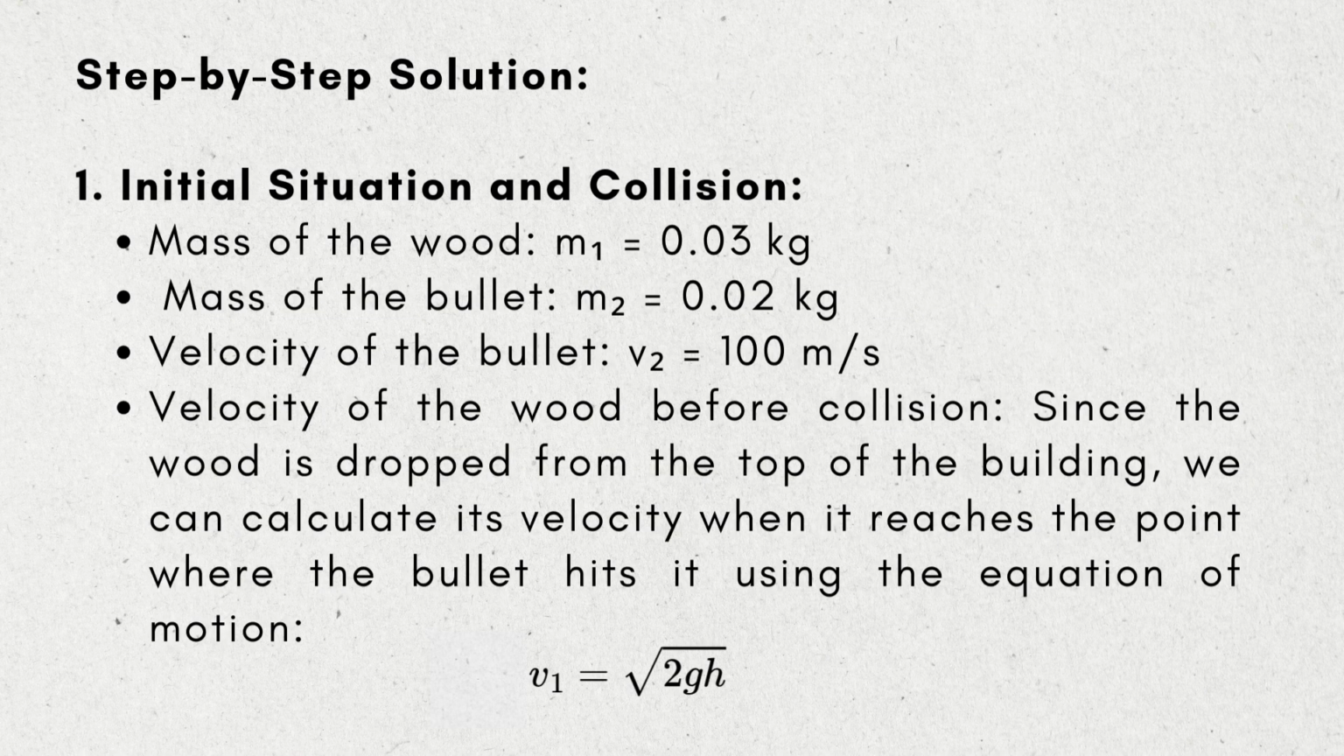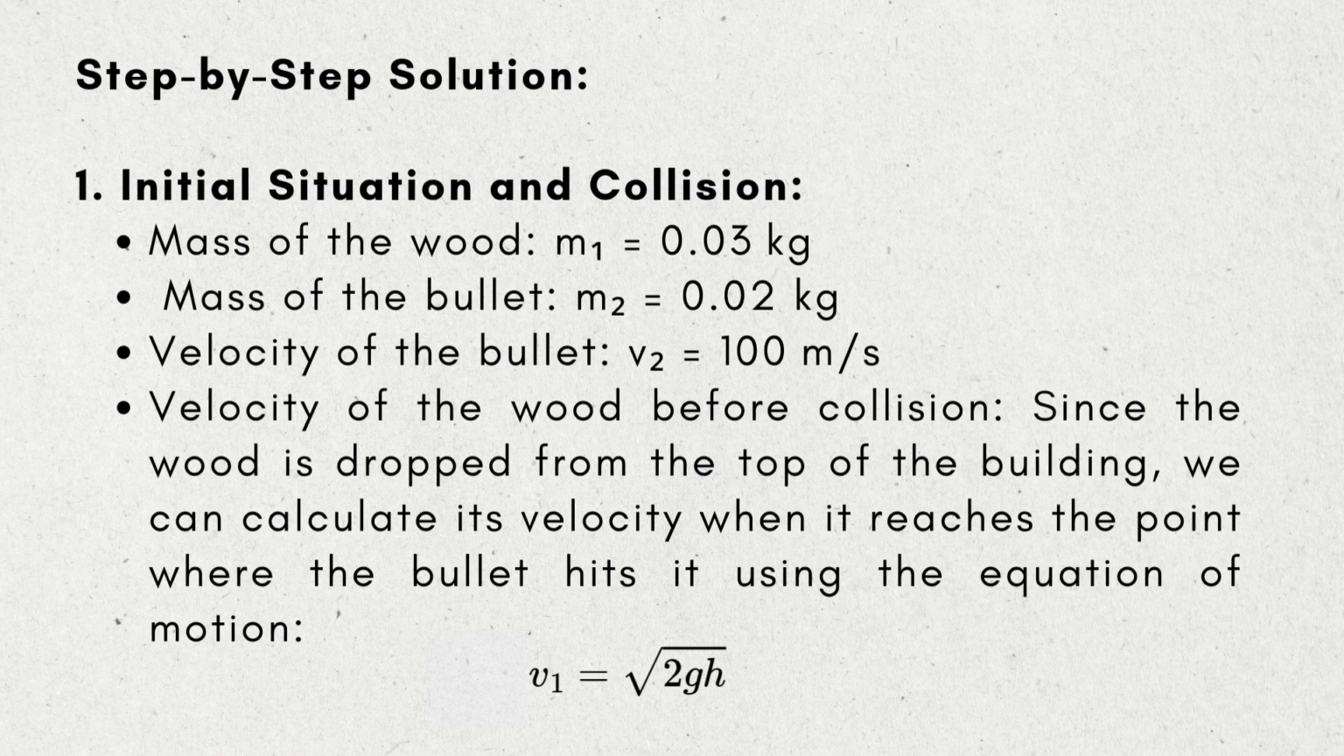Step-by-step solution. Step 1. Initial situation and collision. Mass of the wood, M1 equals 0.03 kilograms. Mass of the bullet, M2 equals 0.02 kilograms. Velocity of the bullet, V2 equals 100 meters per second. Velocity of the wood before collision.